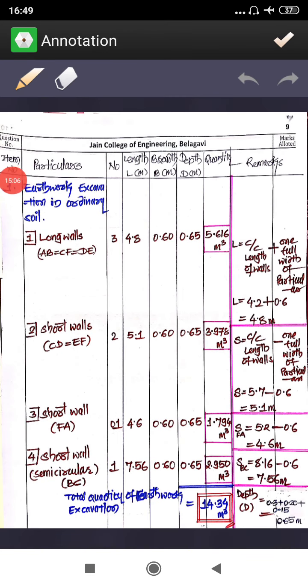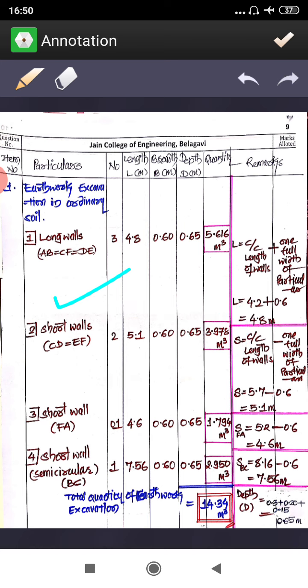Now here, if you go to the short wall, CD is equal to EF, you will be having the center to center as 5.7 minus 1 full width. Width is 0.6, so you will be having 5.1 as your length. So that length you have to take. Now see that two numbers of short wall, that is CD and EF, into 5.1 is the length, 0.6 is the width, 0.65 is the depth. So you will be having the quantity of 3.978 meter cube.